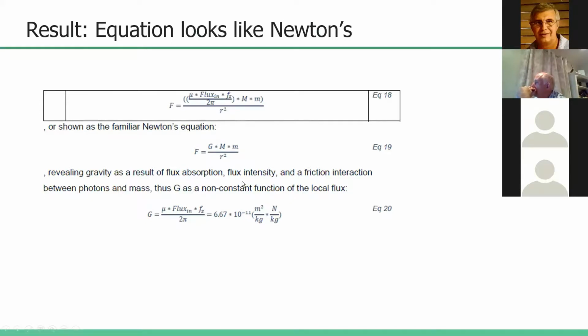Compare that to the Newton's equation we had earlier, where we say that the force F between two masses equals G, the gravitational constant, times mass over r squared. There we have mass over r squared. But we have this weird number here now, which contains our flux absorption, the flux intensity, the strength of the flux, and the flux interaction, or the pushing part of the flux.